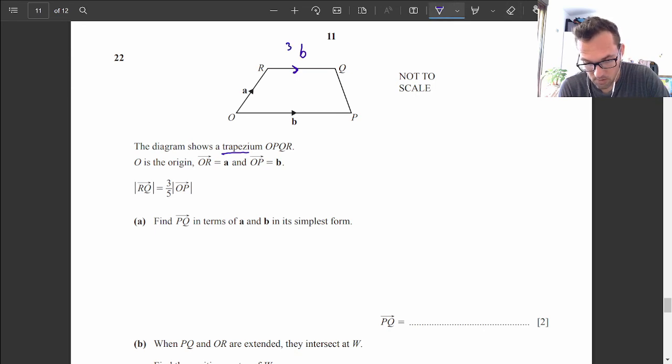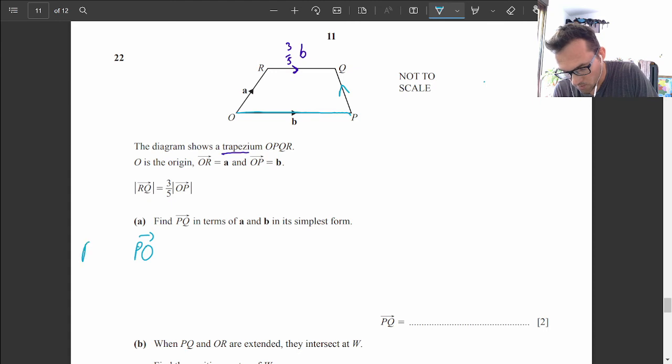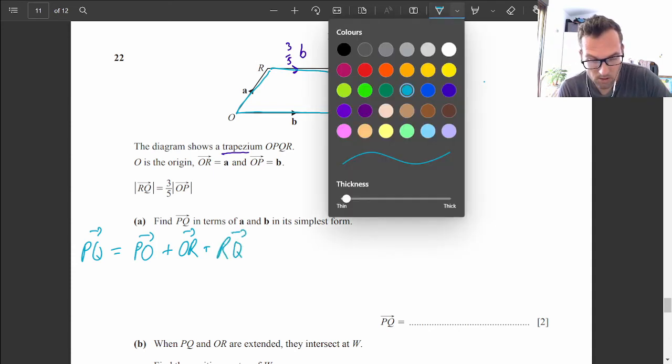That's very important to notice, because when they now ask us to do PQ, going from P to Q, we need to follow a route that we have, and that will be this route. And write this down, because this can gain you 1 mark. We're calculating PQ in that direction, which is PO plus OR plus RQ. That's enough to give you 1 mark, just describing the route.